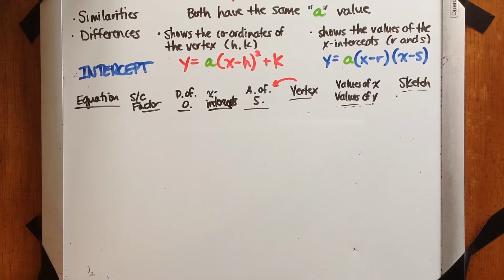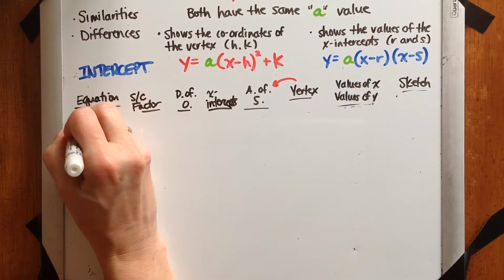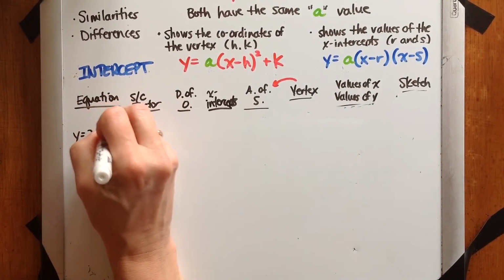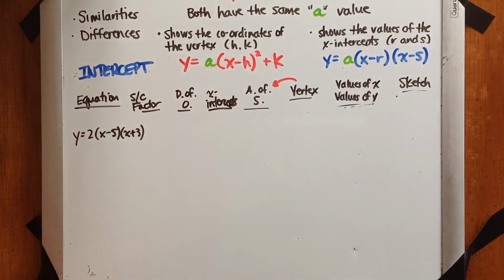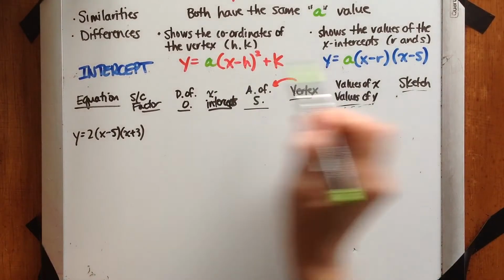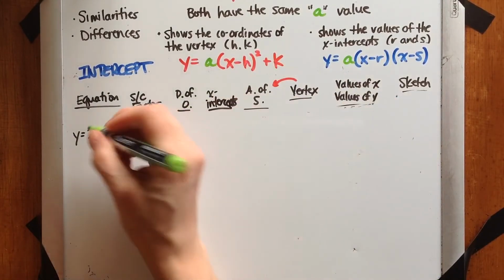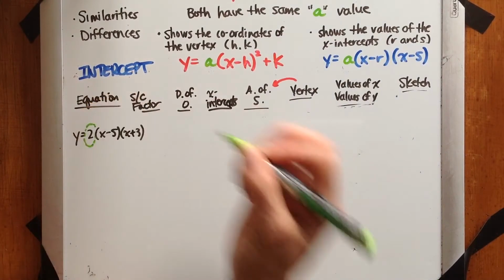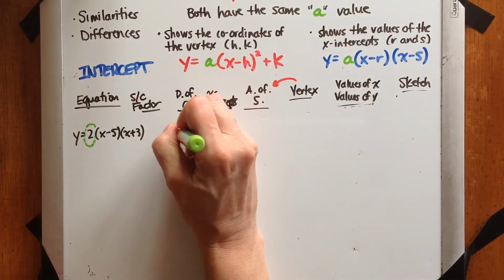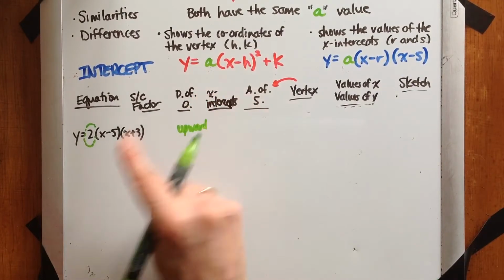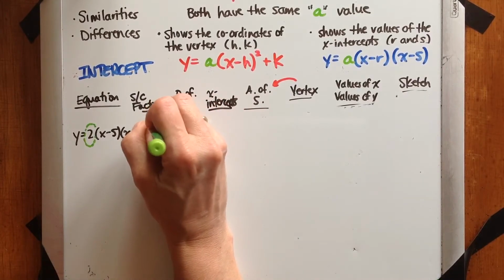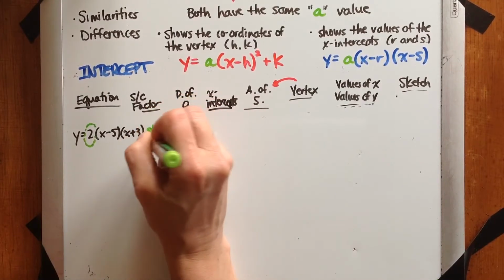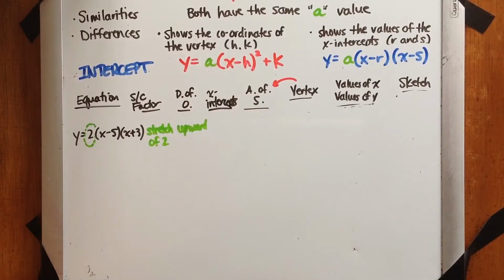All right, let's try a couple of examples. Let's do y equals 2 times the quantity x minus 5 times the quantity x plus 3. All right. Stretch and compression factor. Again, that comes from the a value. And here it is. It's positive, so I know it's upward facing. And it's greater than 1, so that means this parabola is stretched compared to when the a value is 1. So I'm going to say a stretch factor of 2.